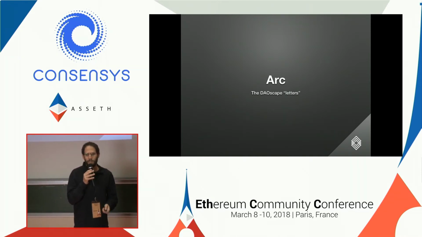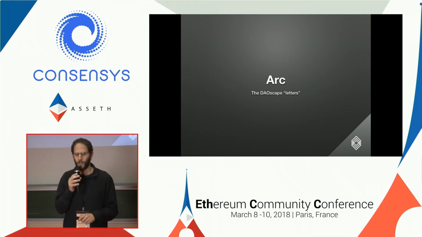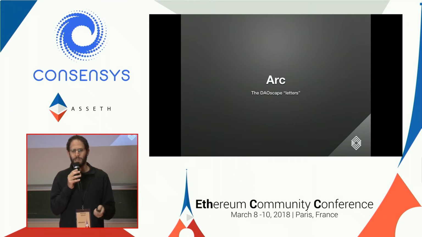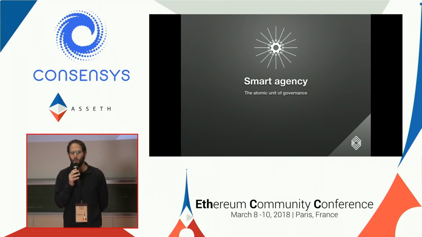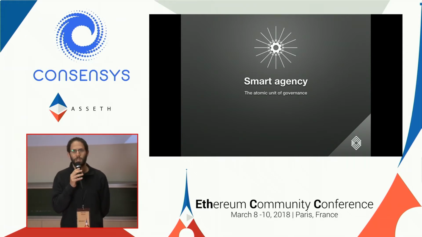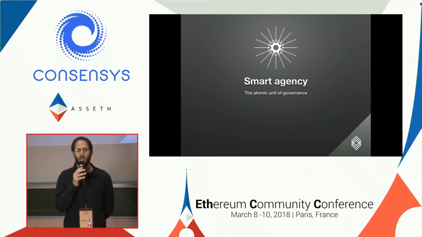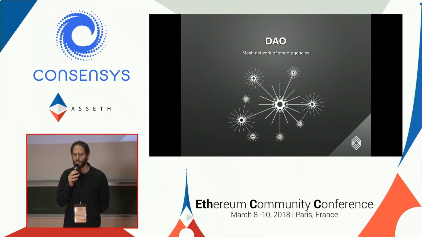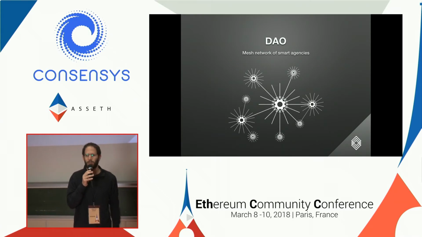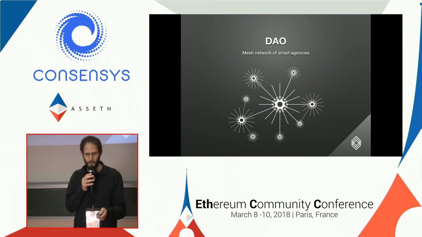So let's start with the DAOstack letters. ARC is a modular, adaptive, and upgradable governance framework on top of the Ethereum blockchain, and that's basically the DAOscape letters. So this is the atomic unit of governance. We call it smart agency, which is basically a bunch of agents, of actors, interacting under smart contracts, or actually a quite large bundle of smart contracts, but under a set of rules. And this is how we think about DAOs. So it's sort of like mesh networks of smart agencies. And this is just a caricature, but probably way beyond that. Much more complex.